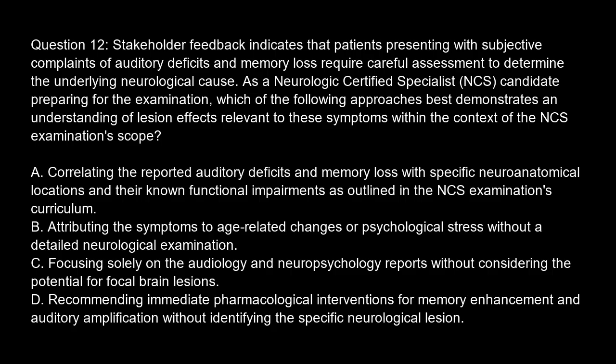Option A. Correlating the reported auditory deficits and memory loss with specific neuroanatomical locations and their known functional impairments as outlined in the NCS examination's curriculum. Option B. Attributing the symptoms to age-related changes or psychological stress without a detailed neurological examination. Option C. Focusing solely on the audiology and neuropsychology reports without considering the potential for focal brain lesions. Option D. Recommending immediate pharmacological interventions for memory enhancement and auditory amplification, without identifying the specific neurological lesion.